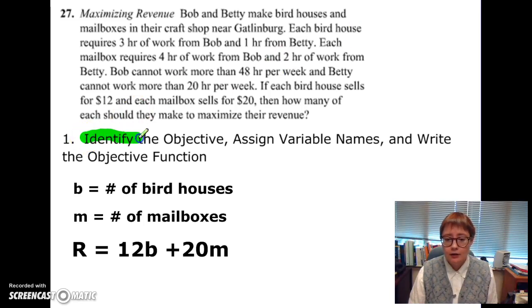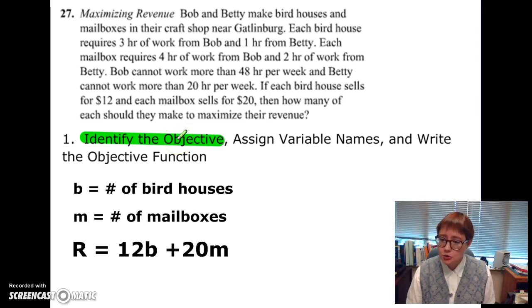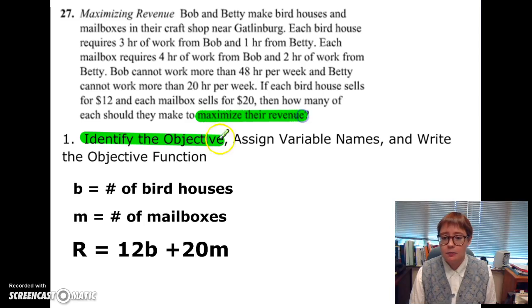So to identify my objective, I'm going to read the last sentence and look for minimize or maximize. It says each birdhouse sells for $12 and each mailbox sells for $20. How many of each should they make to maximize their revenue? So there's my objective right there. I want to maximize Bob and Betty's revenue.